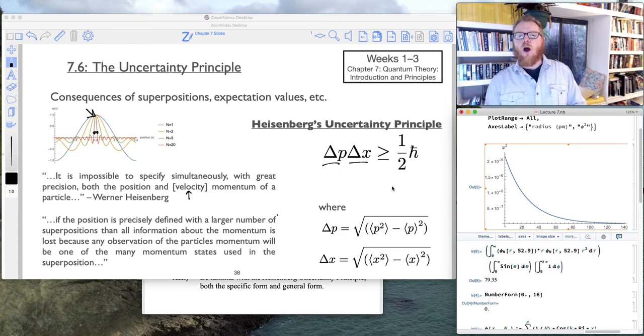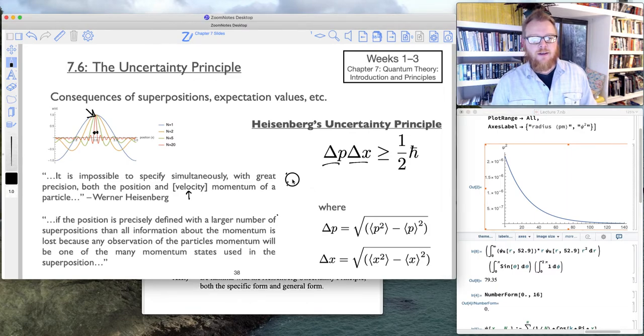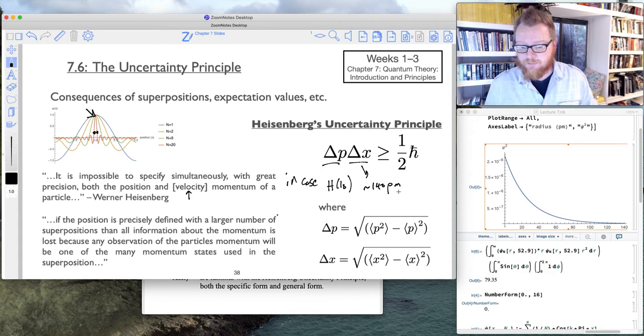Okay? So in the case of hydrogen 1s, because that's what we have here, we have the hydrogen atom, the 1s electron, this delta x is roughly 140 picometers as given by our wave function. Where, of course, now we could use that 79.35 value to calculate that. So that's why I'm just saying it's approximately 140 just by looking at this graph.